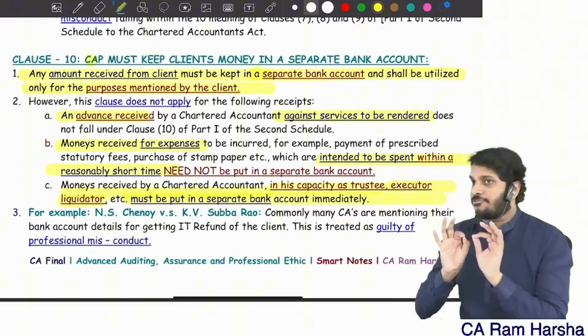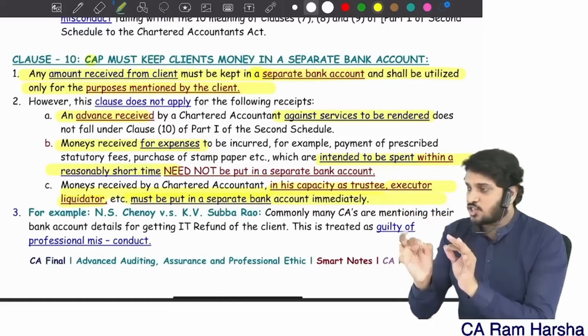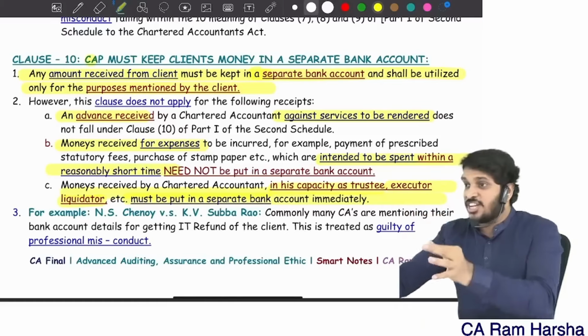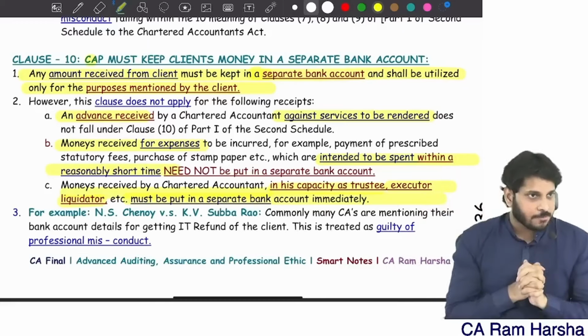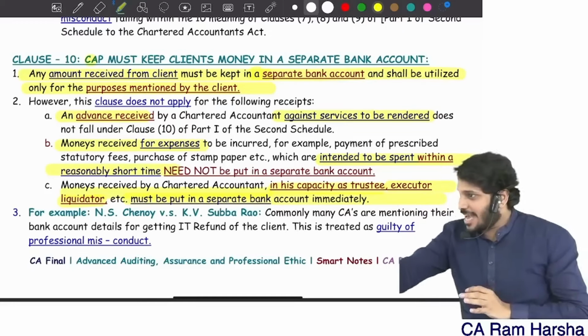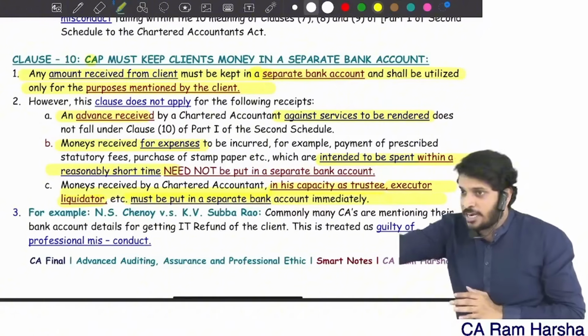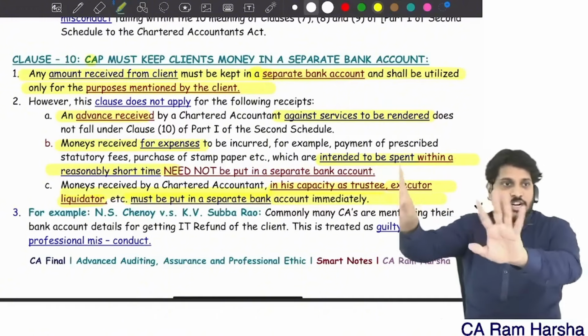Then clause number 5. A material fact is not disclosed in the financials and you know that and you failed to report it. You are treated as guilty. A material misstatement is there in the financial statements and you know that you failed to report it. Guilty under clause number 6.